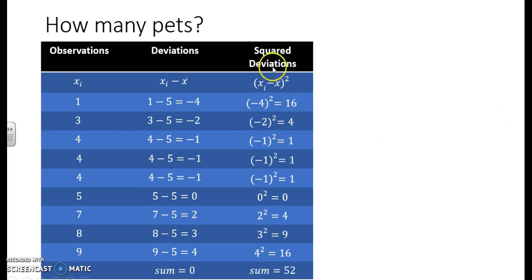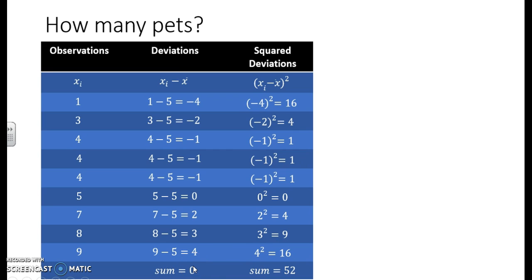So if you look at this in our squared deviations, what we're doing is we're squaring our deviations. What does squaring do? It gets rid of the negative. So negative 4 squared becomes positive 16. Negative 2 squared becomes 4. Now when I add up all my squared deviations, I get a sum of 52. This number is going to have more meaning for us than this 0 that we got previously.